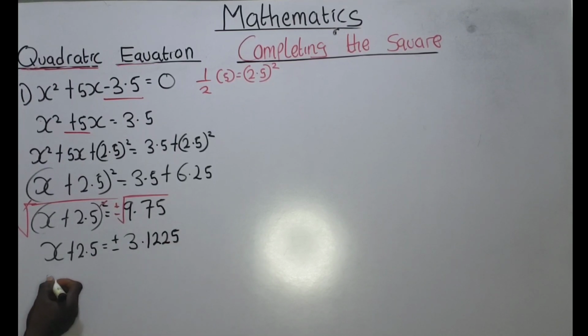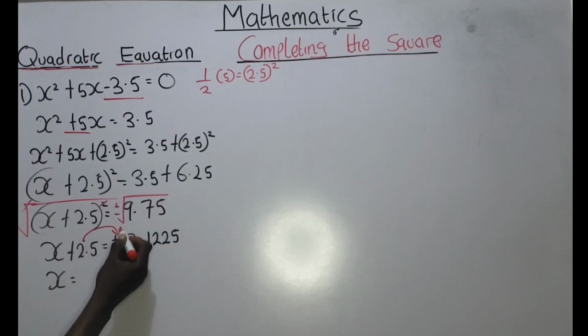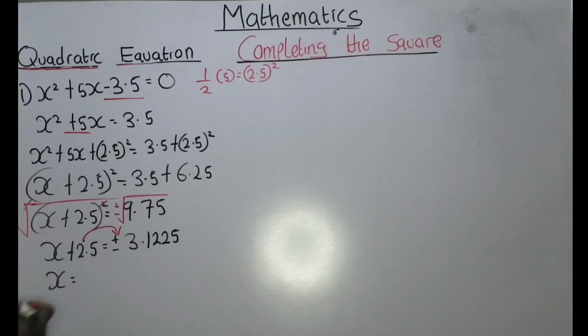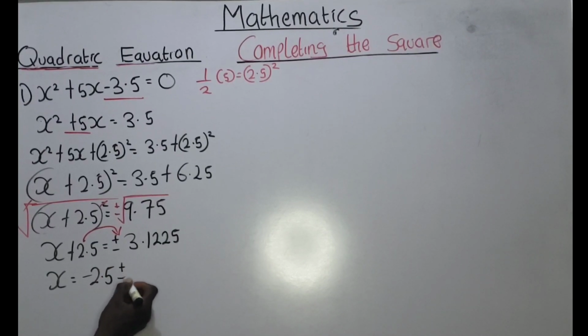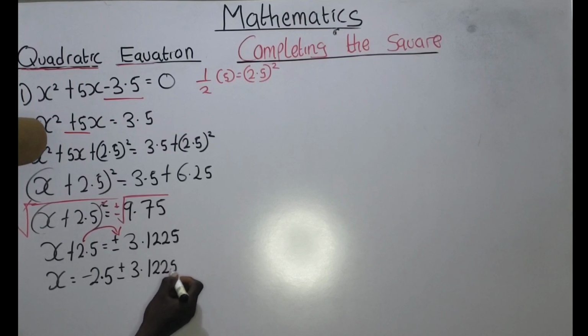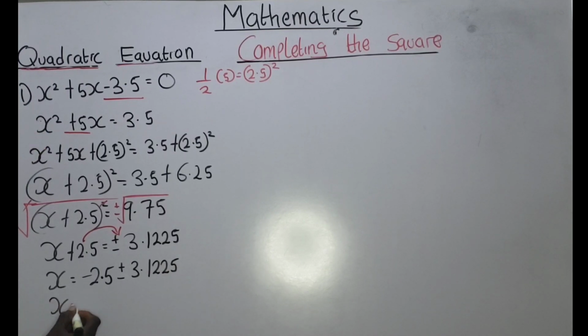Okay, so x will be equal to, now if this plus 2.5 crosses the equals to sign to the right hand side of the equation, the sign is going to change to negative. You understand? So I'm going to have negative 2.5 plus or minus 3.1225.